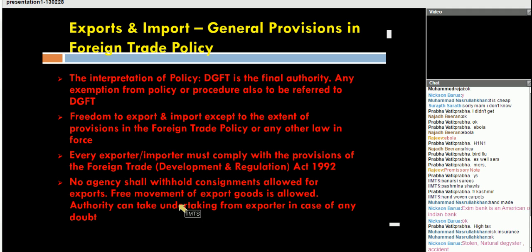Okay, now there is one term written, that is DGFT. Can you tell me what that is? DGFT is the Directorate General of Foreign Trade. Every country has a particular department in the government, the Directorate General of Foreign Trade. It is the final authority in any country. Then there is freedom to export and import, except to the extent of provisions in the foreign trade policy. These are the general provisions of the foreign trade policy.